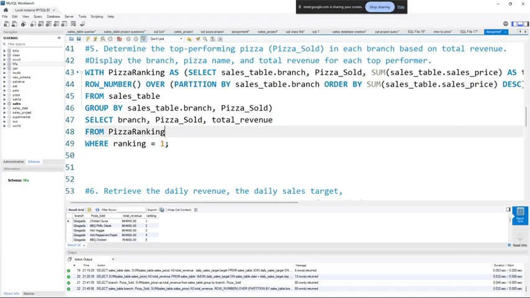Do you understand, before I move on? Yes, ma'am. The part I don't understand is this row number over partition by. No, no, we are coming back there. I've not gotten there. Okay, I'll go back and explain that.